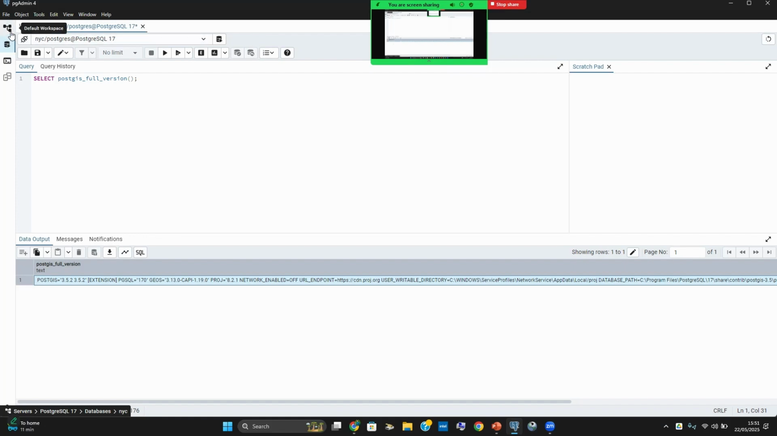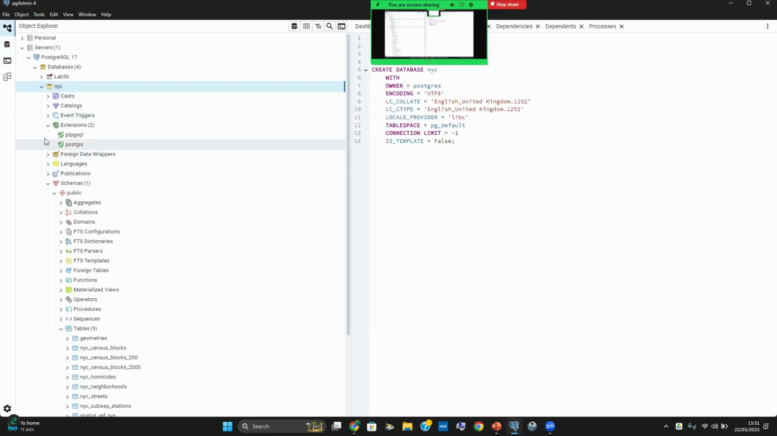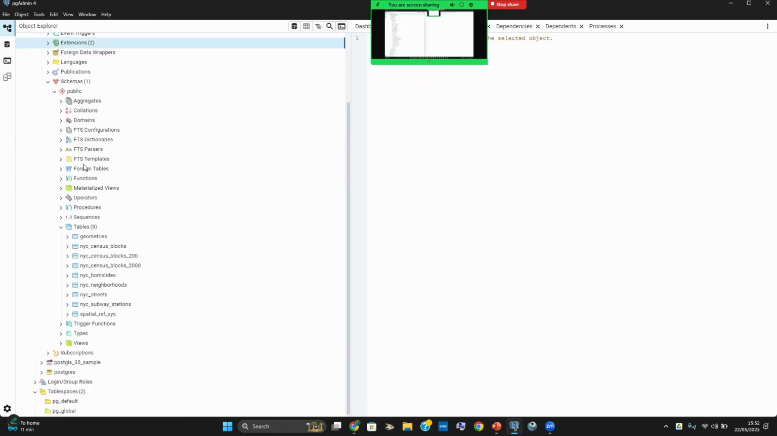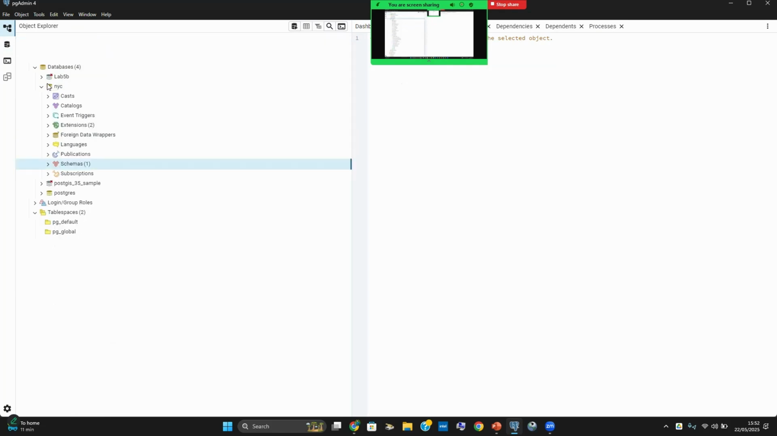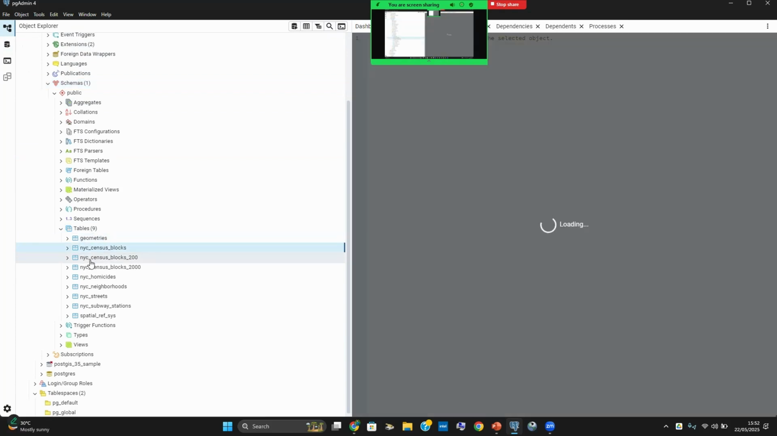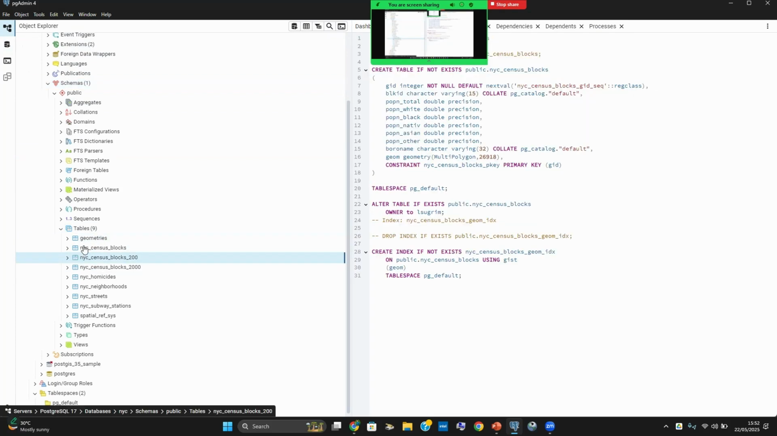Now, while we're in here, let's look and understand the database. So there are the extensions. So there's the PostGIS extension, the one we would have just added. I would have added it a bit before. And this is where, on the tables, yeah, the tables here are your data, right?